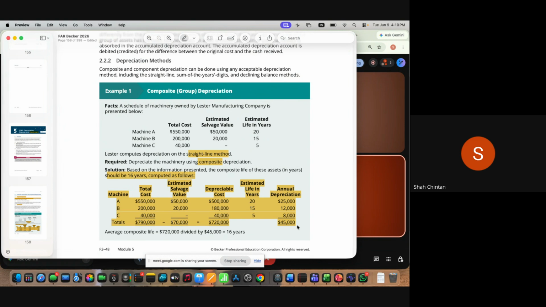Now, if you want to go for a group depreciation, you just need to get an average annual life of the entire group asset. So your average annual depreciation is 45,000. Your average depreciable asset has a cost of 7 lakh 20,000. So I can say that for the entire 16 years, if I charge 45,000 per annum as depreciation, my entire 7 lakh 20,000 of the asset will go off. So if I'm using group depreciation, my useful life is 16 years and my total cost to be depreciated is 7 lakh 20,000. If I'm using component depreciation, I have to calculate depreciation separately for each asset.